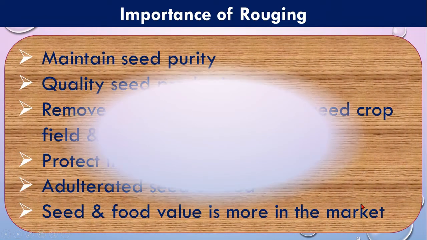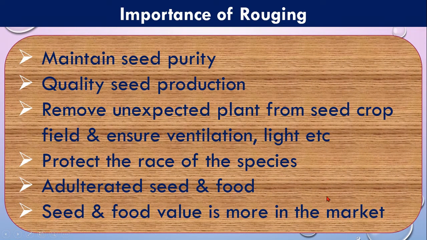So why is rogueing important? Because it maintains seed purity and ensures quality seed production. It removes unexpected plants from the seed crop field and ensures ventilation, light, etc. as well. It protects the race of the species, prevents adulterated seed and food as well, and pure seed and food have more value in the market. So rogueing is very important.